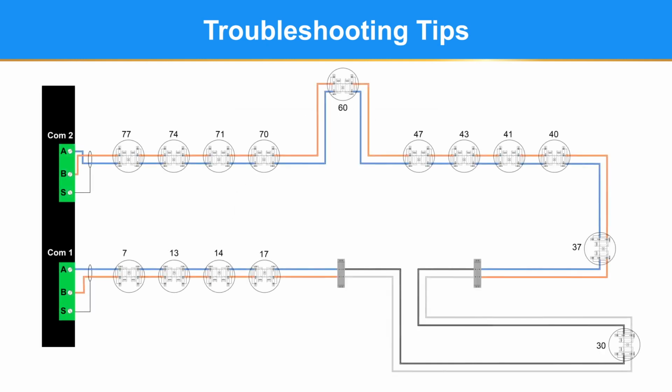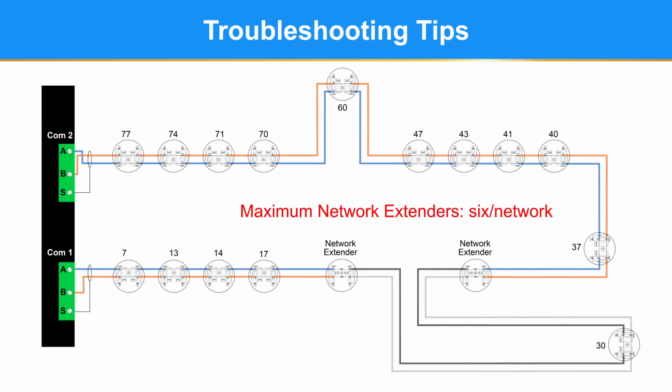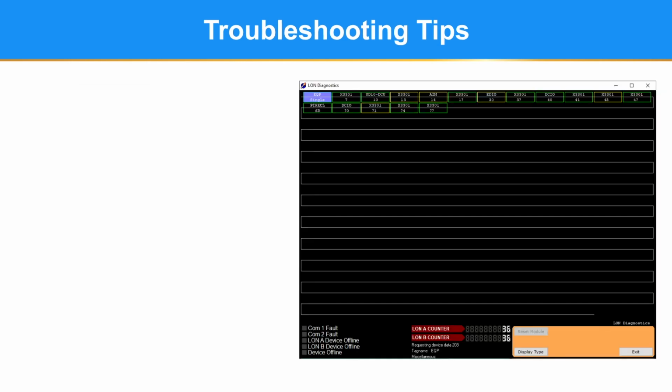This is a good application for a network extender. Try putting 1 or 2 extenders in where the network is spliced, but remember, the maximum network extenders per network is 6. Figuring out if the LON fault and devices dropping offline is being caused by interference or by reflections caused by impedance mismatch can be difficult, as there are a lot of things to think about. But here are a few things to look for.